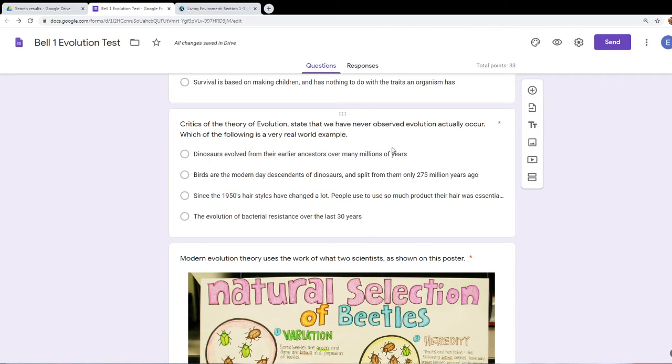Dinosaurs evolved over many millions of years. Birds split from dinosaurs 275 million years ago. That we've changed hairstyle since the 1950s, or bacterial resistance.